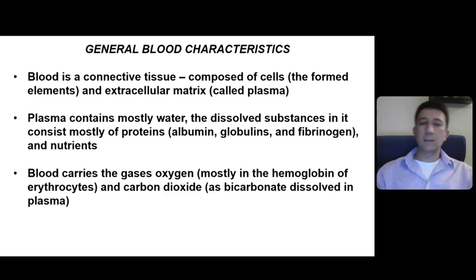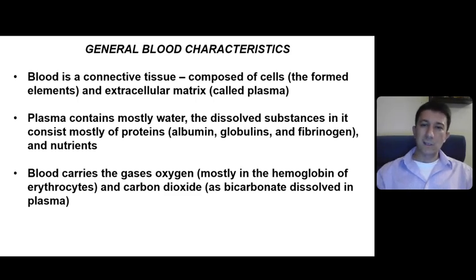We'll examine next the general blood characteristics. Blood is a connective tissue, of course, composed of cells, which we collectively refer to as the formed elements. So those would be the erythrocytes, the leukocytes, and the platelets, which are not actually whole cells, but they are fragments of cells. And the extracellular matrix, which is referred to as plasma. So recall that connective tissues are composed of cells and extracellular matrix material.